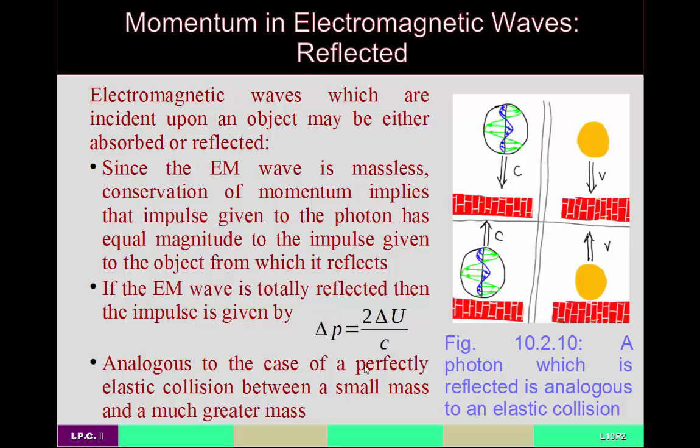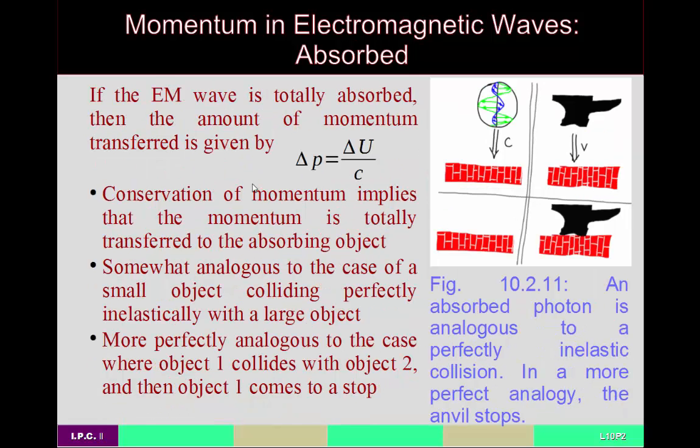So in other words, the change in momentum is 2 delta U over c if your photon is reflected. Your other possibility is that the photon can be absorbed. And if the photon is being absorbed, then the momentum of the photon goes away as far as the photon is concerned, but overall momentum has to be conserved.